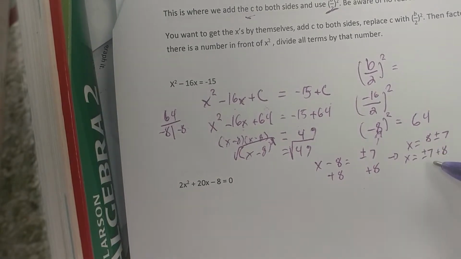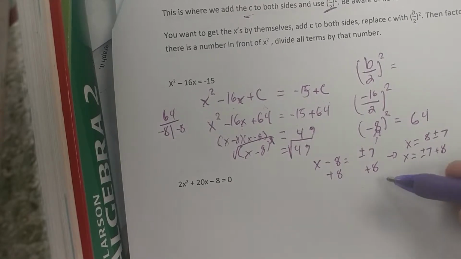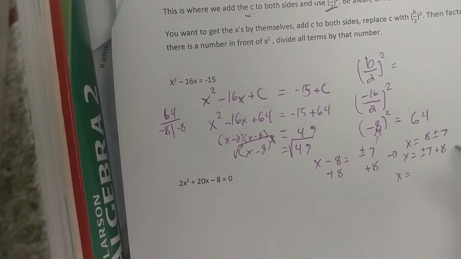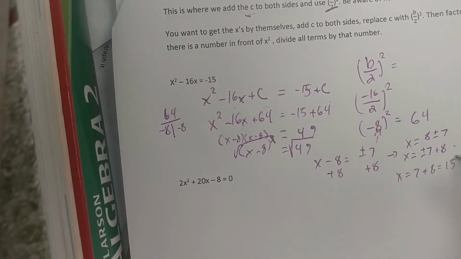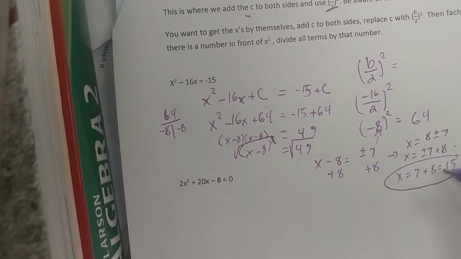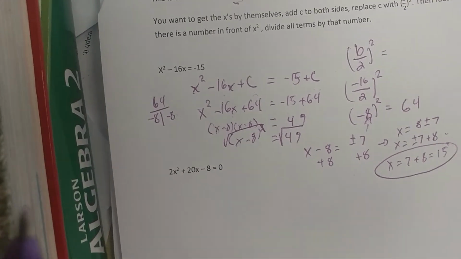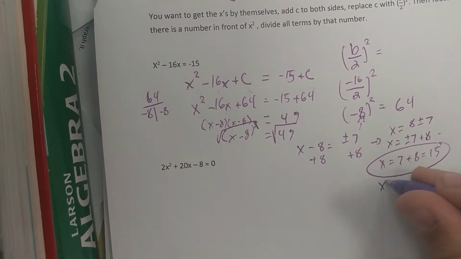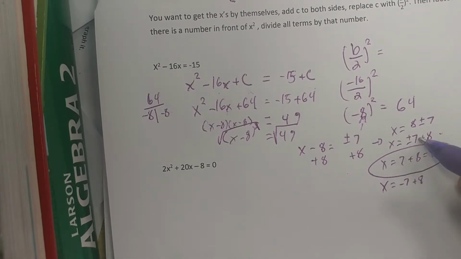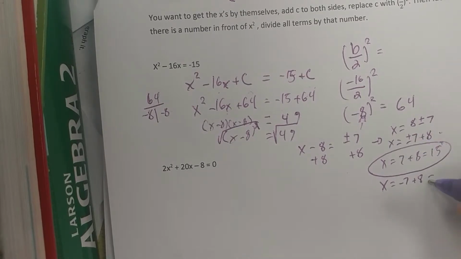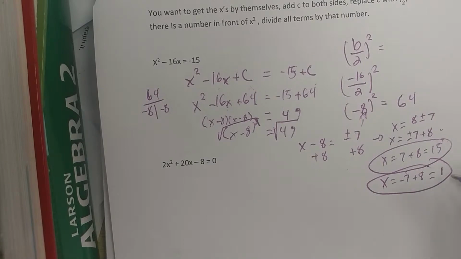Now what's really important, guys, is that you need to finish this off. So I'm going to do x, I'll use the bottom one, okay? So 7 plus 8 equals 15. So x equals 15 is one of my answers. And let me just move the camera a little bit. X equals negative 7 plus 8. Negative and positive comes from the plus or minus 7. This is going to be 1. So my other answer is x equals 1.